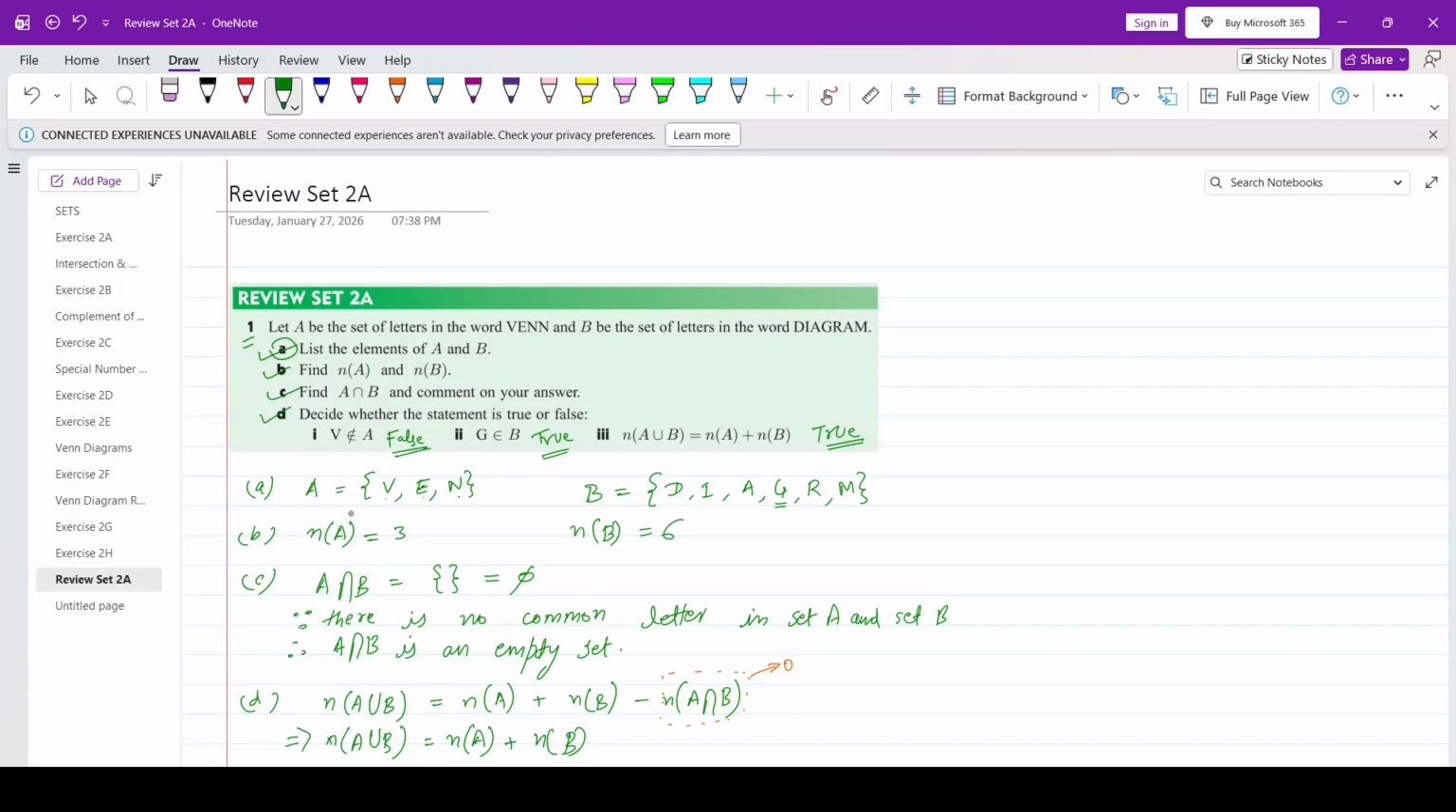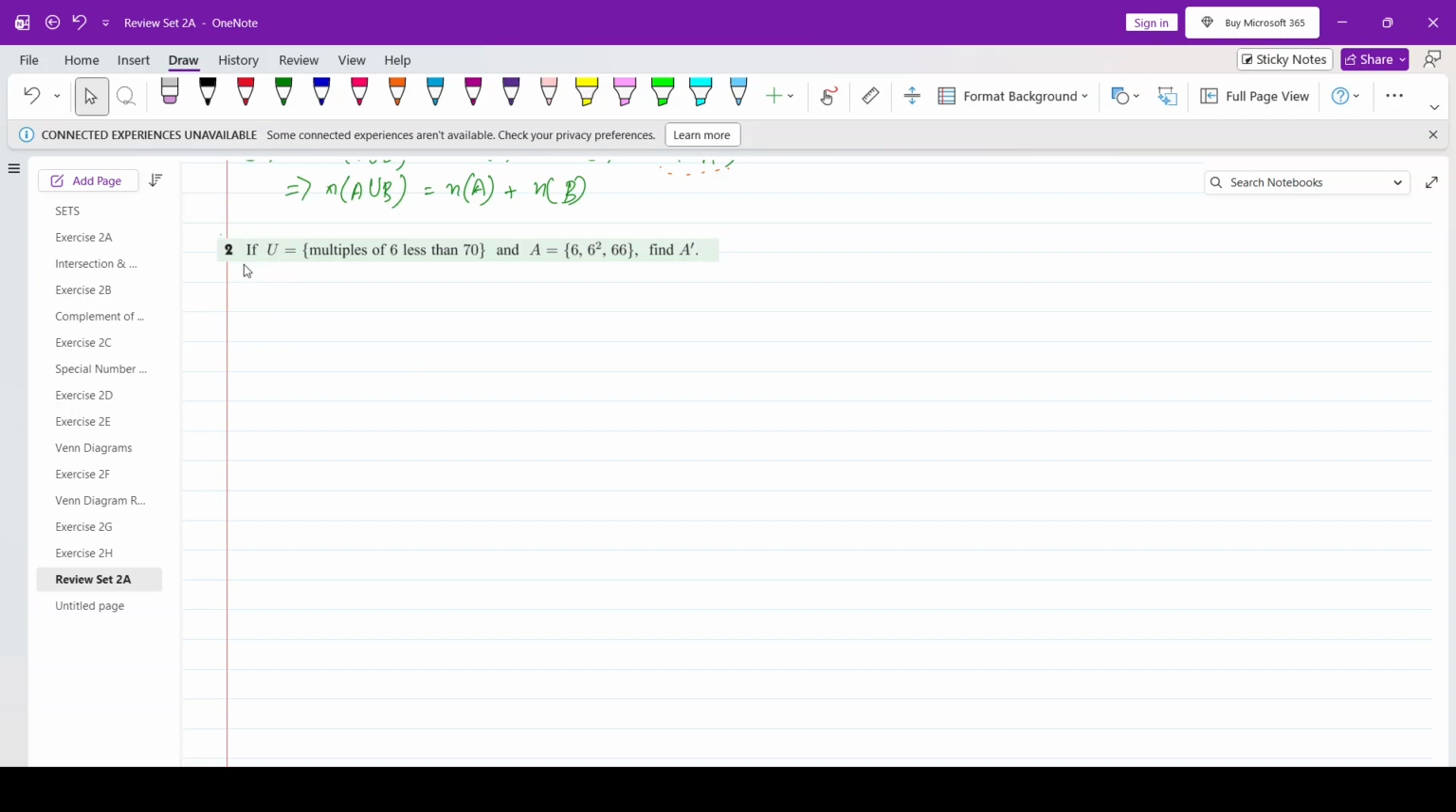Let's go to the next question. If U, that is the universal set, is a set of multiples of 6 less than 70 and A is a set containing 6, 6 square and 66, find A complement.